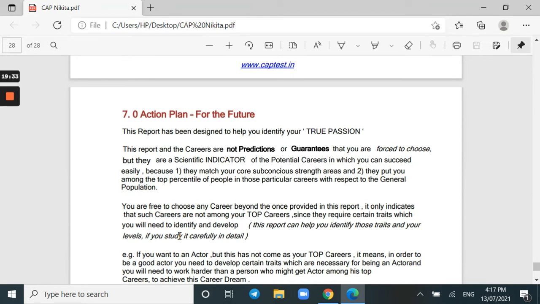So in final, the action plan to be taken once you get this CAP report is, this is the most crucial page for the individual. After understanding your own self through the various traits mentioned in the report, what you need to do now is work through the report to identify your true passion.